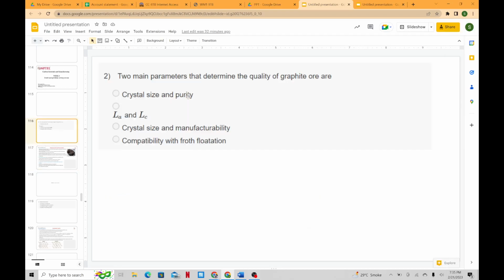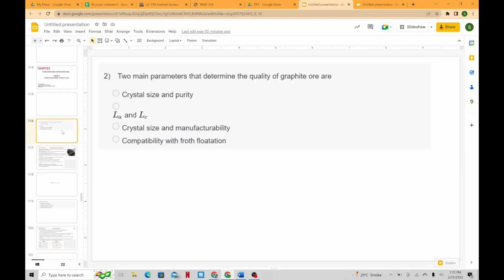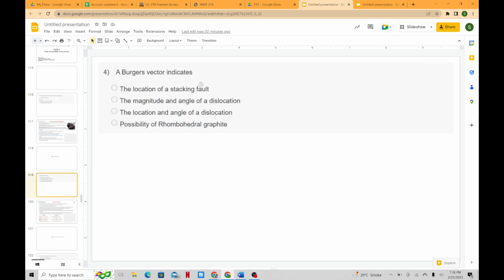So crystal size, purity, that will matter, and La and Lc that you guys said, but we have to see, because as per these slides, firstly the crystal size and impurity. So you can also say the impurity will also matter. But let's see La and Lc, if in some slide it comes, then we have to see. But yeah, crystal size and purity is for sure. I will also see about La and Lc, which I will discuss in the further slides.